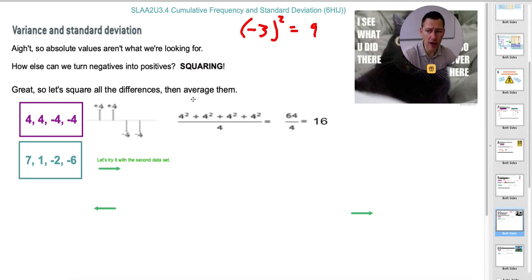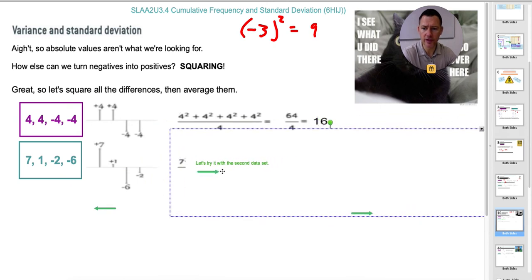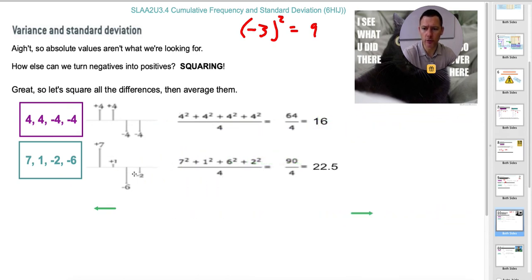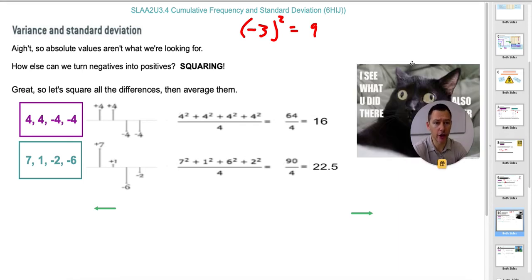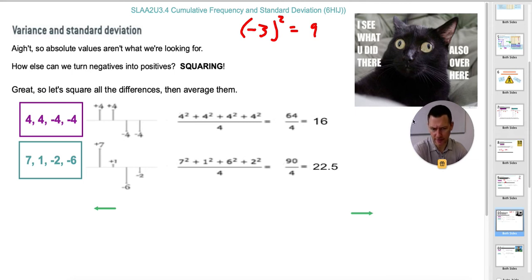So let's try that with the 4s. If we looked at this and this, and we said, let's square that and square that. So those are 16s. And if we square this and square this, those are 16s, and we can divide them by the number of numbers. So this is the square of the difference from the mean on average, divided by the numbers. So that's 16. Let's try it with the other data set. If we do the same here, we go 7 squared, 1 squared, -6 squared, and 2 squared. You get 90 over 4. And this has a larger average square distance, if that makes sense.